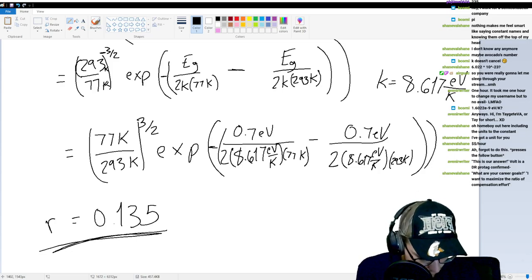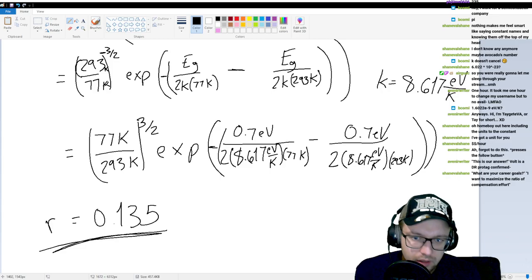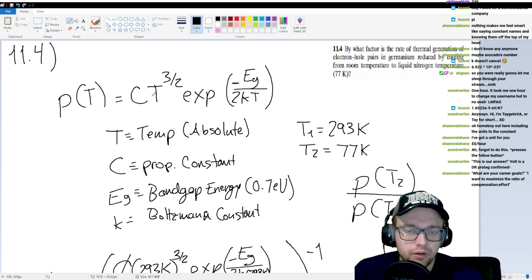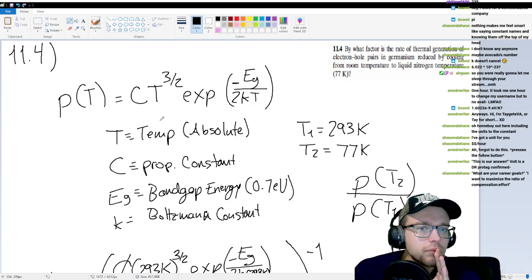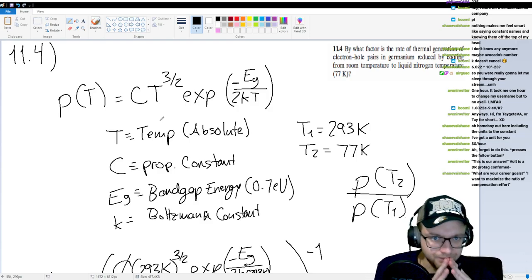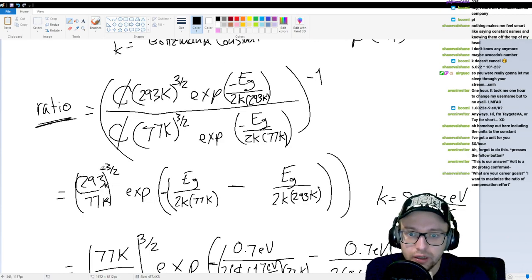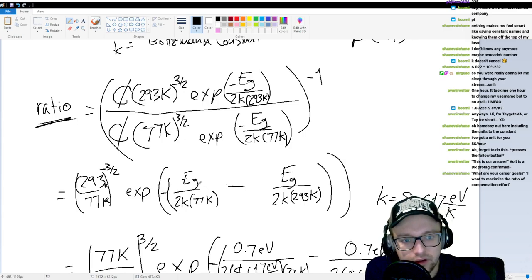My units work, so... Right, because the probability... I haven't written this down wrong. Let's see. Okay. So I have this, right? And this is fine. Like, this expression here should work. So that to the 3/2. And then this, exp 77 minus this.